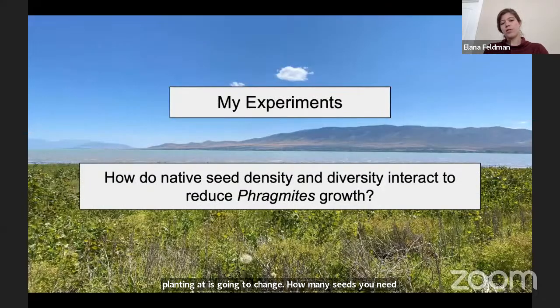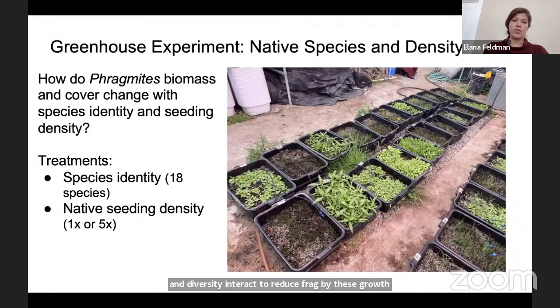So this leads to the research that I'm currently conducting, which sort of combines all of this research, but looks at the question, how do native seed density and diversity interact to reduce Phragmites growth? So my first experiment was a greenhouse experiment that looked at the effects of native species identity and density on the growth of Phragmites. So in a greenhouse, I planted Phragmites with one of 18 different species that represent each of the different functional groups I showed at the beginning of this talk.